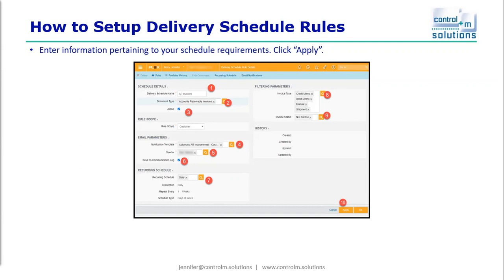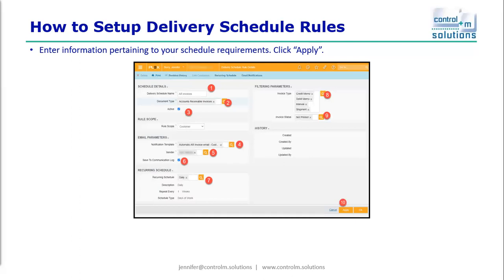Ours is daily. And then up at the filtering parameters, what this is going to do is show you all your invoice types, and you can pick and choose. You can choose all of them, or you can choose just shipment if you don't want to automatically have credit memos and debit memos or manual invoices emailed. I chose all of them just for this example.